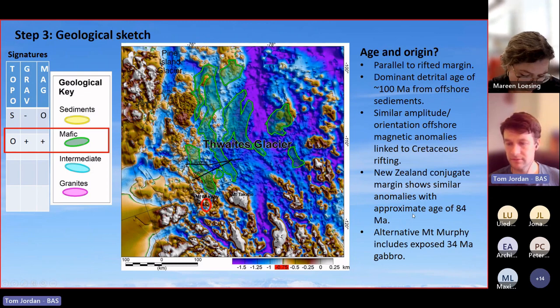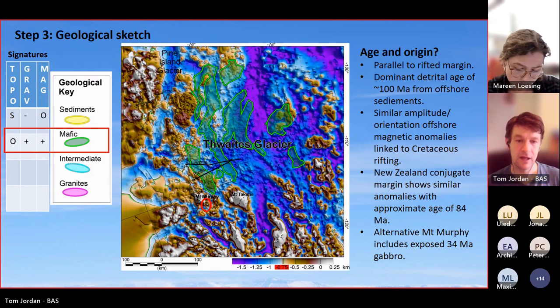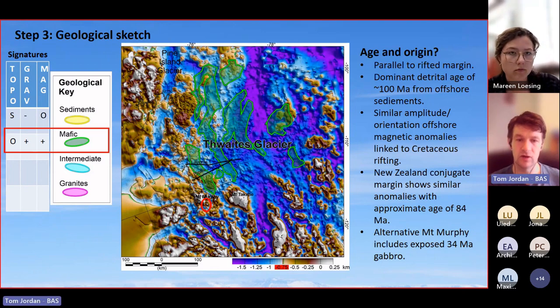But there is an alternative, as always. Down at Mount Murphy, there's exposed gabbro, mafic, highly magnetic, at 34 million years old. And it could be that all of these rocks further up across the Thwaites catchment are 34 million years, but that doesn't correspond with the dominant age coming from the sediments offshore.